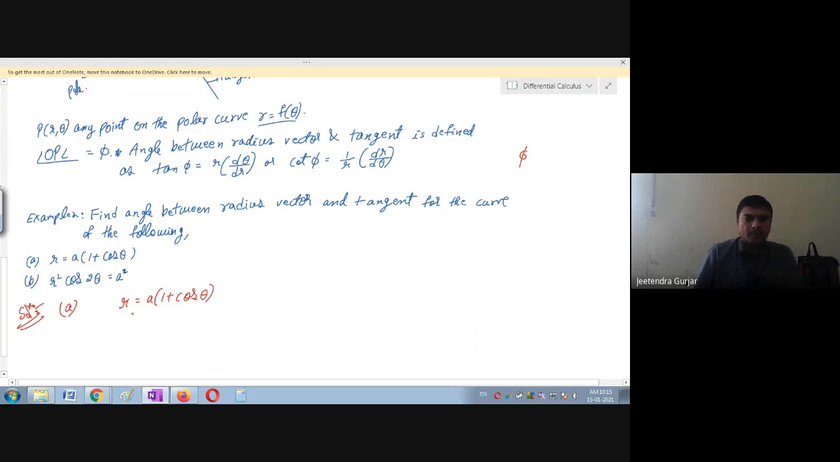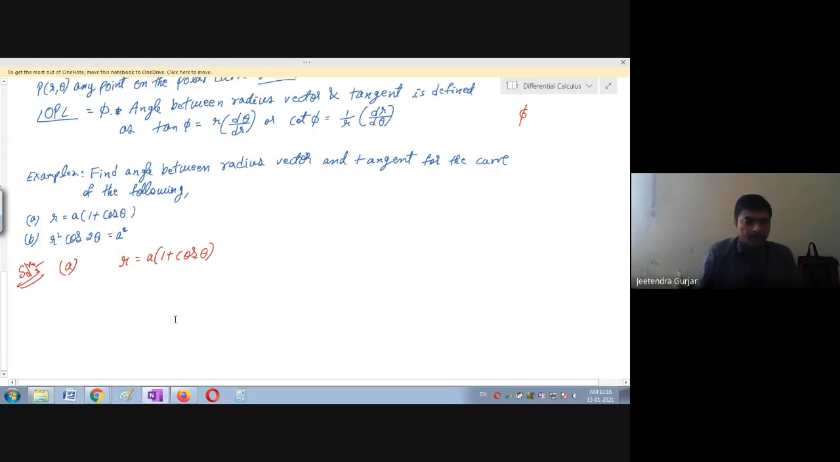Here I have to find d theta upon dr, which means indirectly we have to differentiate this. But before differentiating, I'll simplify this. The first step you have to remember: we cannot differentiate directly because r is again a radius vector, therefore I'm going to take log on both sides.